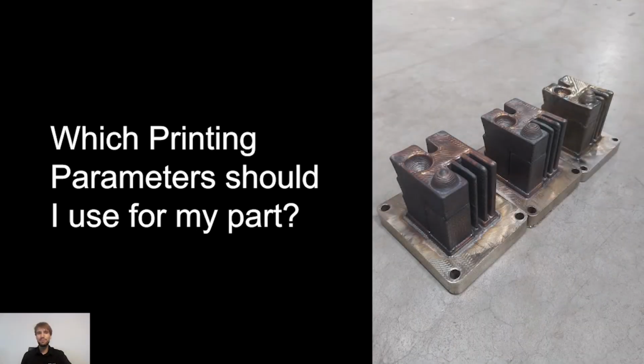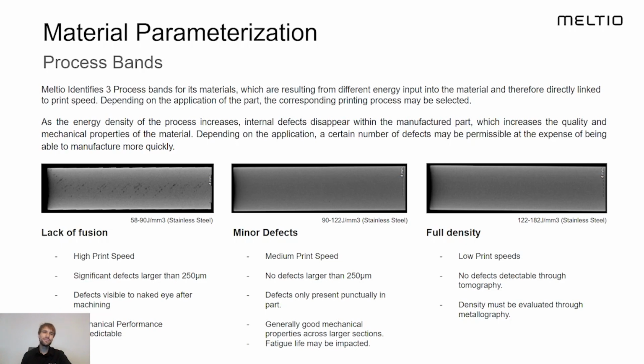Hello and welcome to today's mini video on which printing parameters you should be choosing for printing parts on the Meltio M450 or Meltio Engine. To get into it, Meltio differentiates between three different process bands for all of our materials. And these are the direct result of different energy densities that you apply during the printing process.